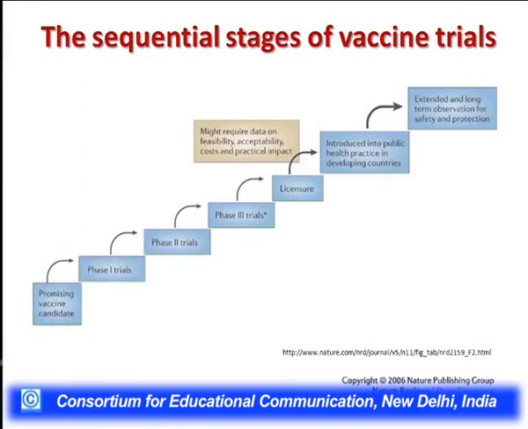Then the licensing of that particular vaccine comes into the picture if it is very efficient and it is functioning well within all the parameters. Then it is introduced into public health practice in various developing countries, and subsequently various studies take place on how effective that vaccine is, and what safety and protection the vaccine is giving. So that's actually the post-marketing phase trials which come into the picture. So vaccine trials are a pretty long path which have to be scaled, and only then do vaccines come into the market.